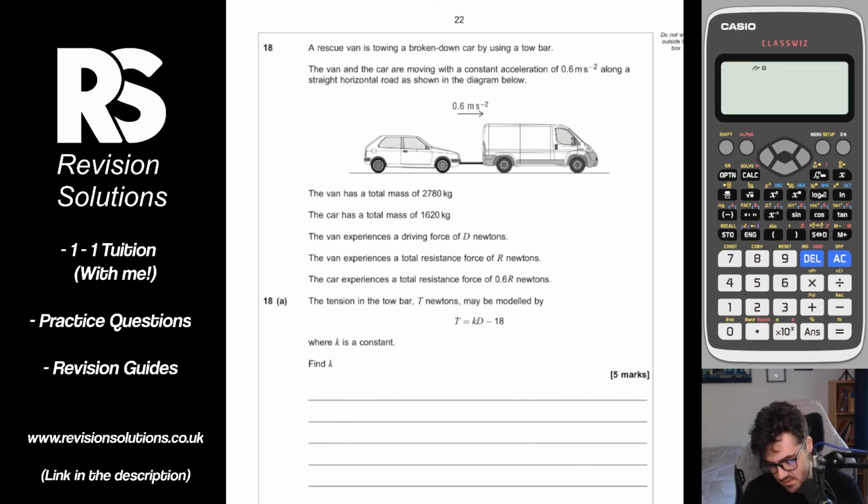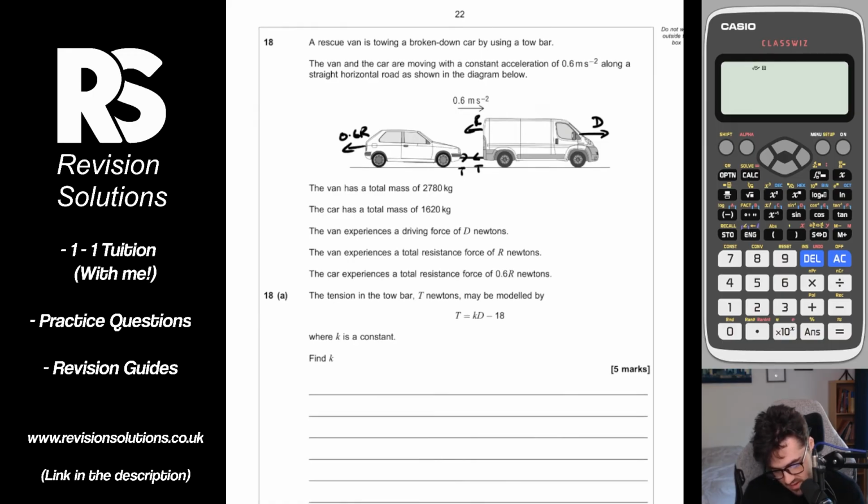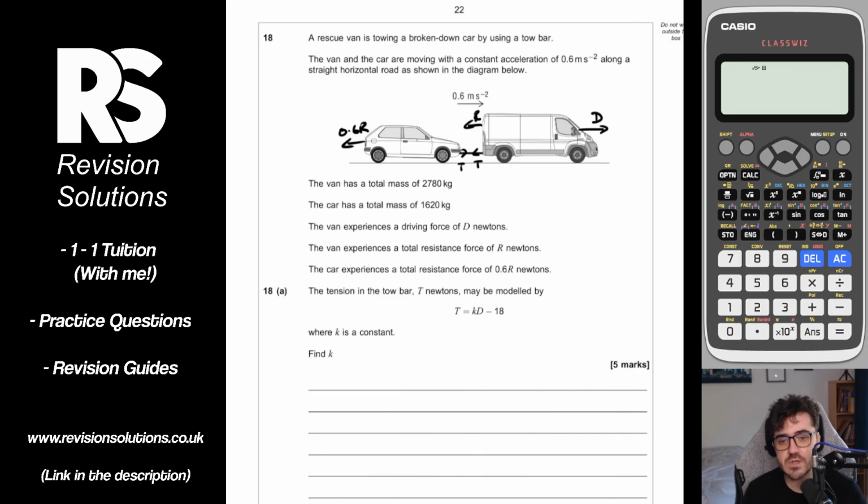Let's annotate the information on. I'm just going to annotate the horizontal information because there's nothing really going on in the vertical that's going to be interesting in the question. So it's annotating the horizontal forces. There's a driving force D. There's a resistance force R. The tension would act this way on the van, and it would act this way on the car. And it would be 0.6 R acting that way on the car. And then we've got this equation for the tension.